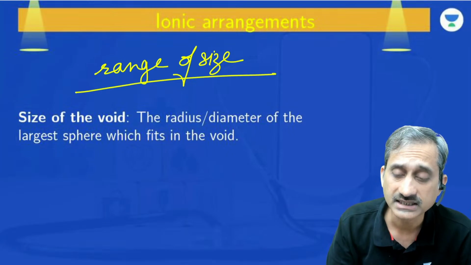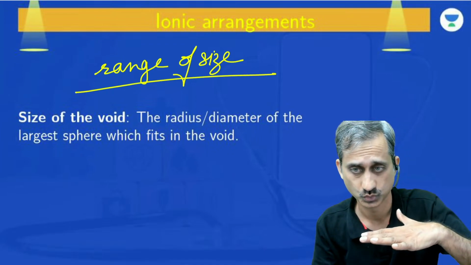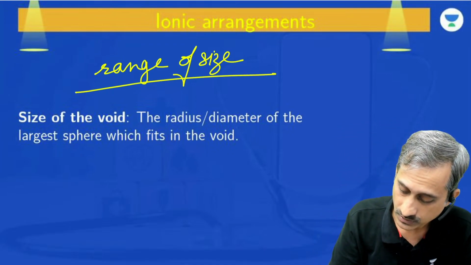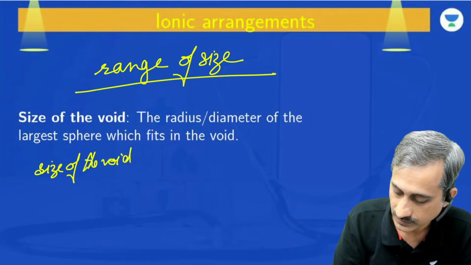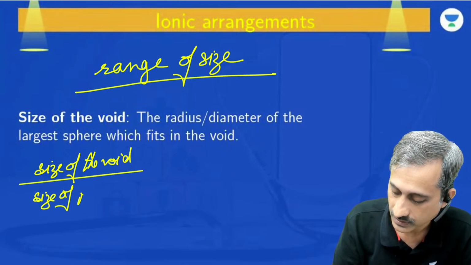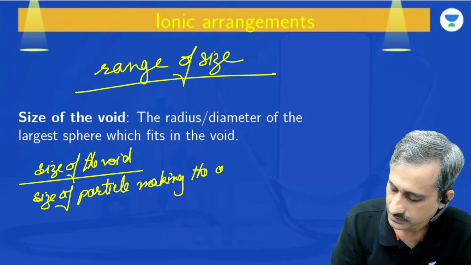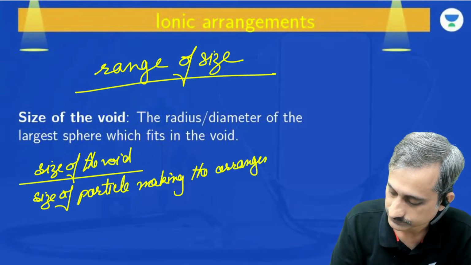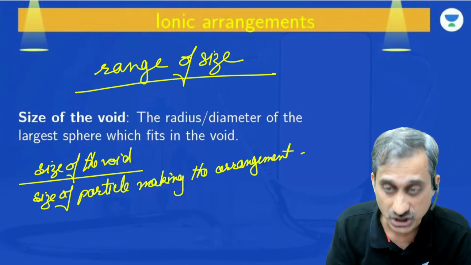And whenever we represent the range of the size, we do not give the exact value of the size. We give the ratio. Okay. So the ratio of the void is the size of the void divided by the size of the particle making the arrangement. Okay, so that is always the ratio.